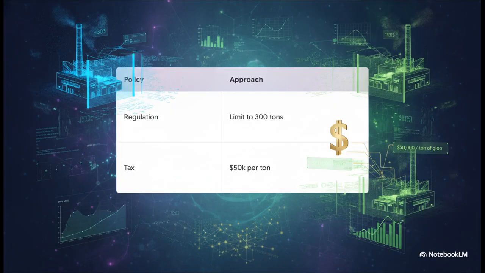Let's put some numbers to this because the math is actually fascinating. Imagine the EPA wants to reduce pollution from 2 places, a paper mill and a steel mill, both currently dumping 500 tons of glop into a river. A command and control regulation might strictly limit each factory to 300 tons. Simple, right? Well, it's actually way less efficient than a market-based approach, like a $50,000 tax per ton of glop. The tax lets the market organically find the absolute cheapest way to reduce the pollution, shifting the burden of reduction to the factory that can pull it off at the lowest cost.